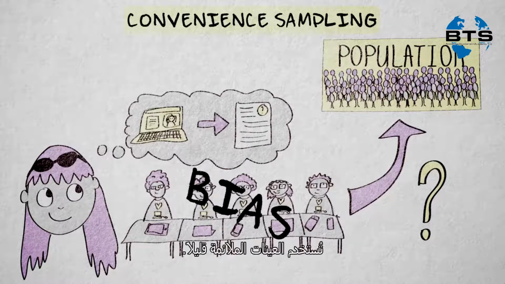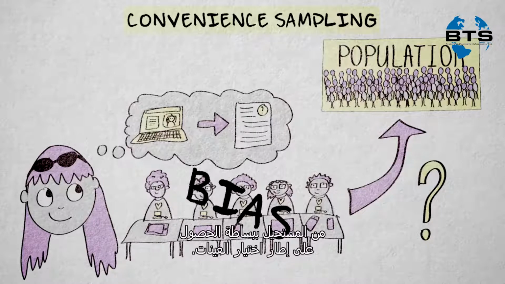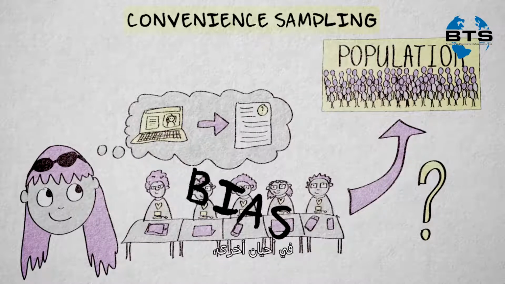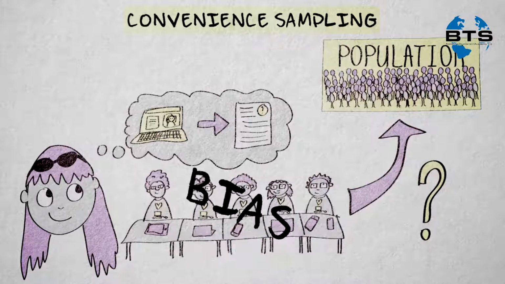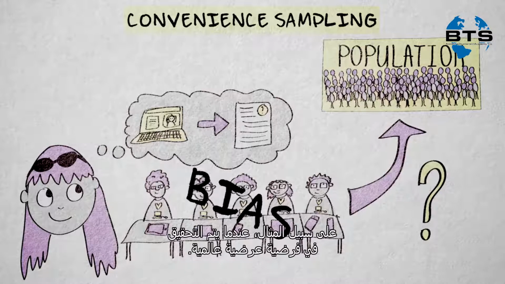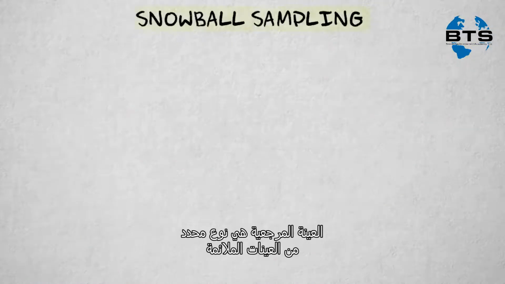Even so, convenience samples are used very often, because sometimes it's simply impossible to obtain a sampling frame. In other cases, the effort and expense necessary to obtain a sampling frame are just not worth it. For example, when a universalistic causal hypothesis is investigated. Snowball sampling is a specific type of convenience sampling.